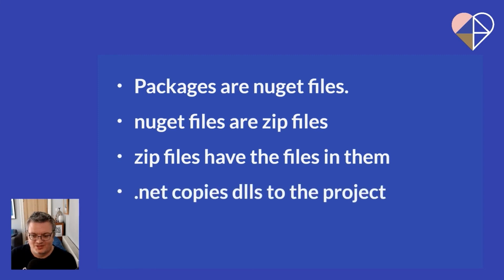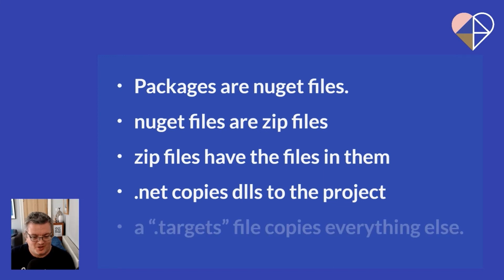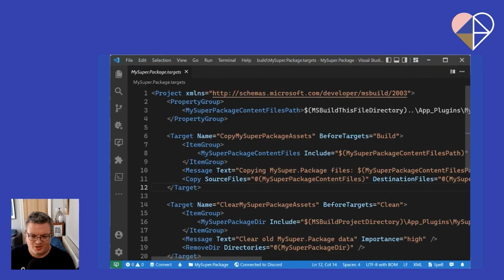When you add a NuGet file to a C# project, .NET will copy the DLLs into the project. For Umbraco projects, there's a secret targets file, and that copies everything else. Essentially, everything in app plugins gets copied by a targets file. So if you ever create an Umbraco package from the command line, you'll see this file, which you don't need to know much about. Essentially, it's got a command to copy files from the package into your solution when someone does a .NET build or a .NET run.